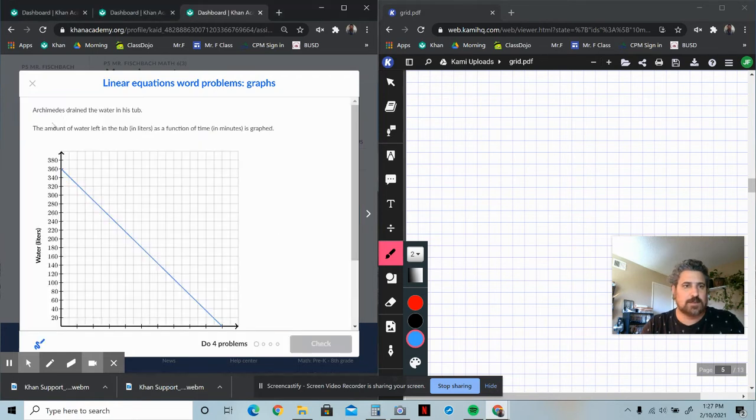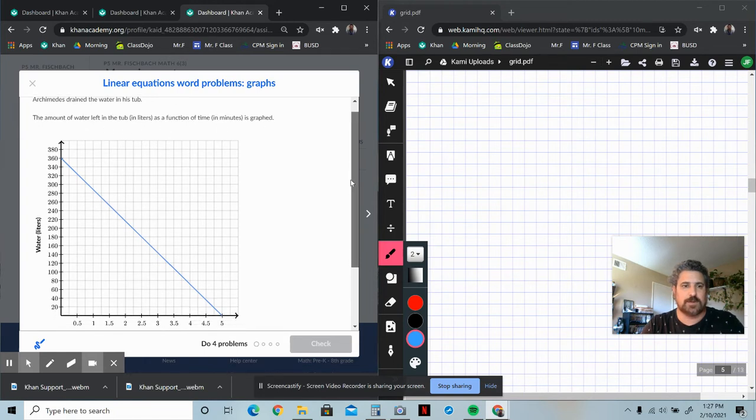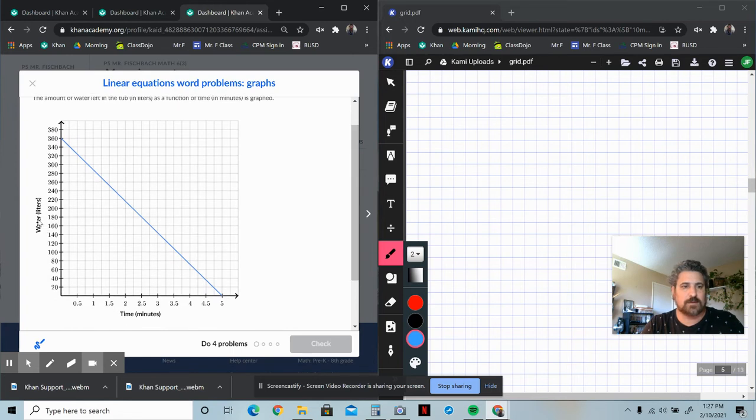Let's go. It says Archimedes drained the water in his tub. The amount of water left in the tub in liters as a function of time in minutes is graphed. So we can see here that the y-axis is the water in liters, and the x-axis is the time in minutes. All right, so it starts off with 360 liters of water when time is 0, and then it declines from there, right? So it's basically being drained.